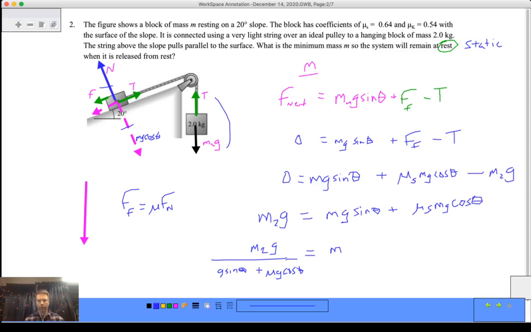Again, this looks a little messy, but it cleans up a lot. I notice the g's all go away. So just for fun, I'm going to make the algebra a little cleaner. I can divide a g out of everything, and it looks like m2, which is just 2 kilograms, on the top. On the bottom, it looks like sine theta, which is also a number because we know the angle is 20 degrees, plus mu, which is also a number because we know it, times the cosine of 20 degrees.